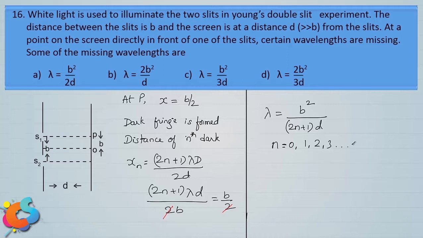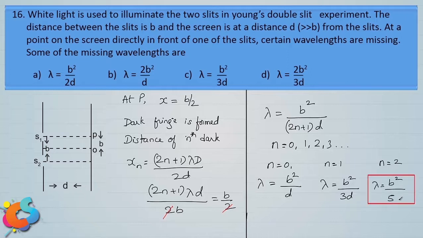Put n is equal to 0. If n is equal to 0, you'll get lambda is equal to b square divided by d. If n is equal to 1, you'll get lambda is equal to b square divided by 3d. If n is equal to 2, you'll get lambda is equal to b square divided by 5d and so on. So out of these, I think there is one option given which is b square divided by 3d. Therefore, option C, b square divided by 3d, is the correct answer.